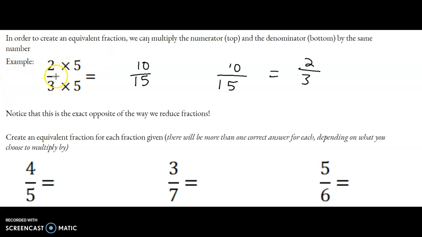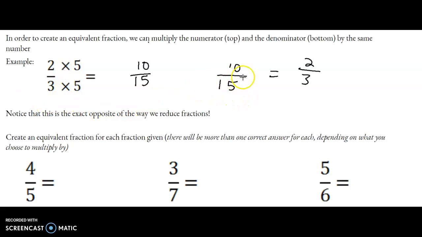So let's see this. 2 divided by 3, so we'll pick one number. Here I will pick 5. 2 times 5 is 10, and 3 times 5 is 15. So 10/15 is the equivalent fraction of 2/3.